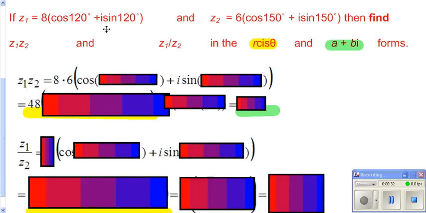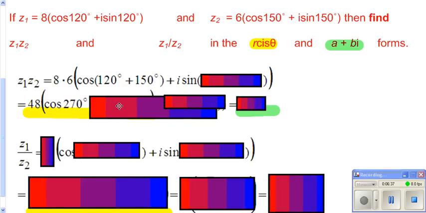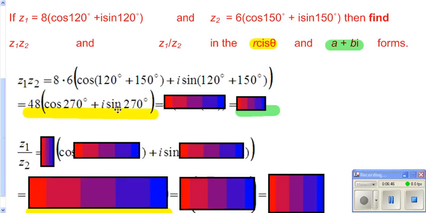Then we have to add your two angles, the 120 and the 150, and so then we get 270. And you do the same thing for your sine. You add the two angles. So then you get sine of 270. So here's your trig form.